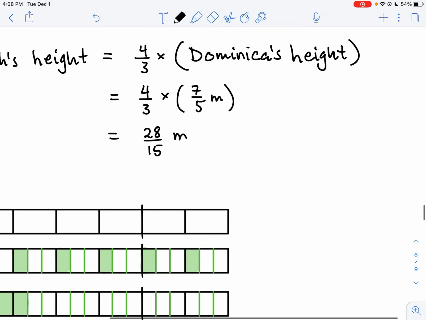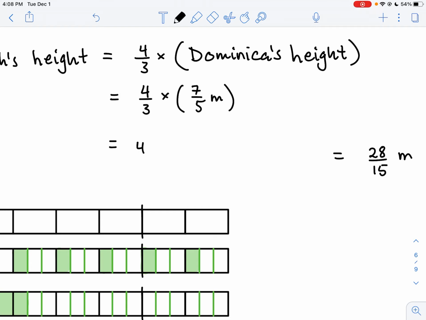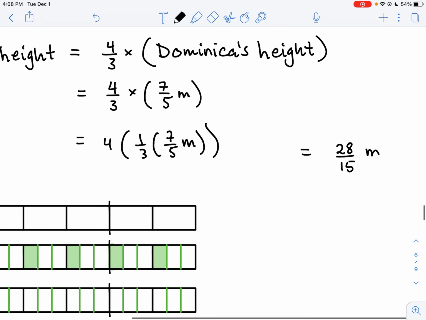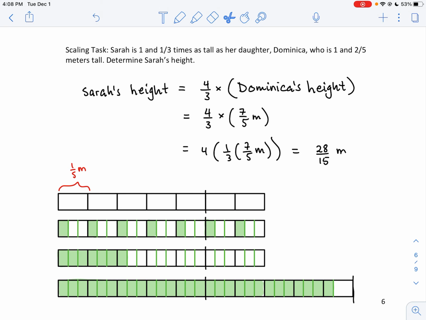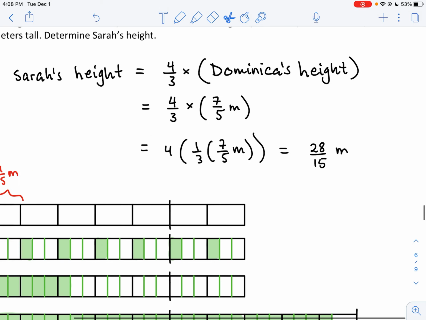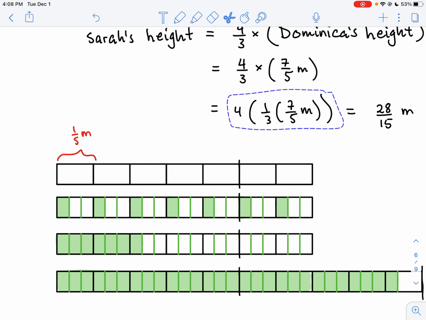I'm going to think of scaling by 4/3 as a 2-step process, which I didn't really write here. Let me move this over here. To do 4/3 of something, think of it as doing first 1/3 of it and then doing 4 of those. This is an excellent way to think of a fractional multiplier. Ultimately that will yield the 28/5 meters that you would get if you simply did the algorithm of multiply the tops and then multiply the bottoms. You're going to get the same answer. But this is conceptually the good 2-step process.